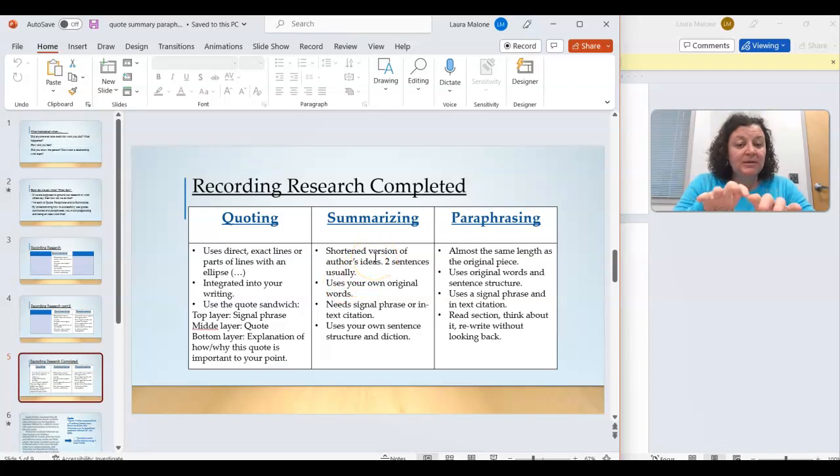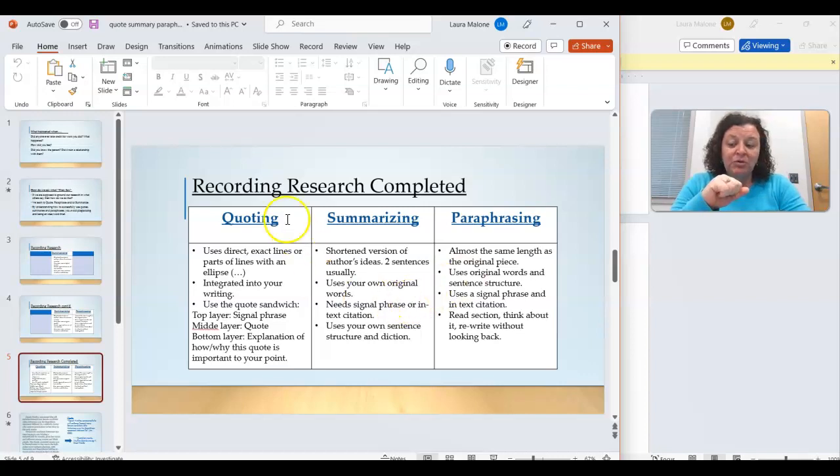You can summarize, in which you take a chunk of their writing, put it into your own words, and distill it down to about a sentence or two, and then also give them credit with an in-text citation. The paraphrase is a longer summary, but for this length of the paper, no one should be using a paraphrase, simply because your paper is not long enough to accommodate one.